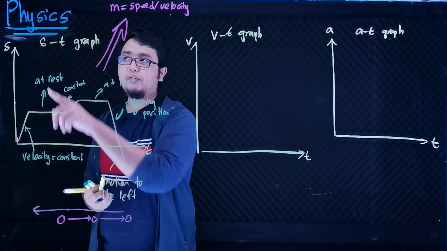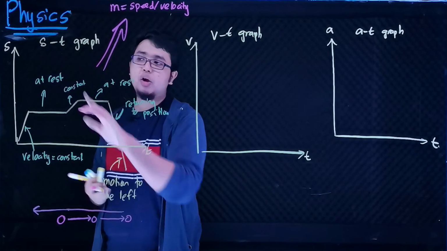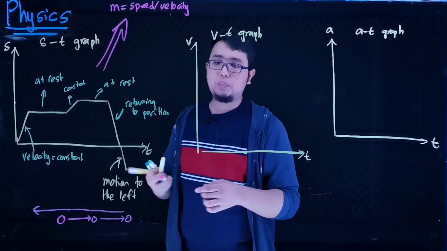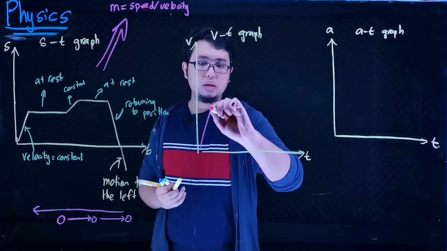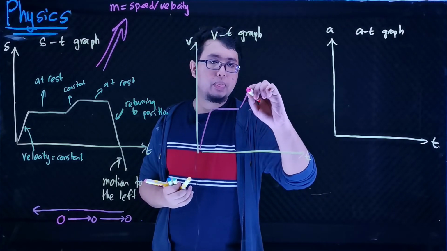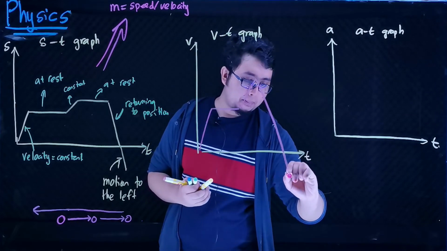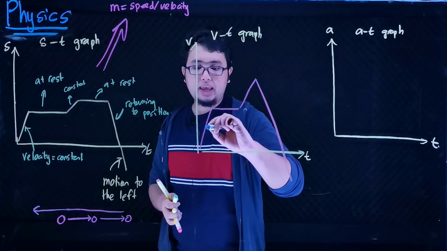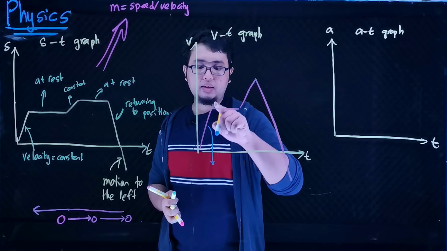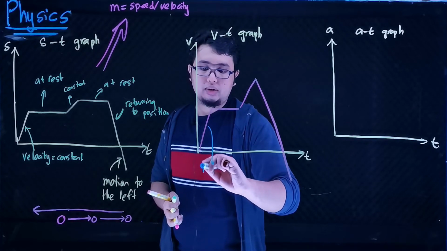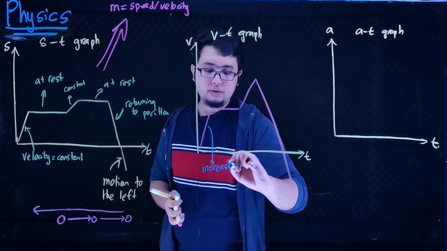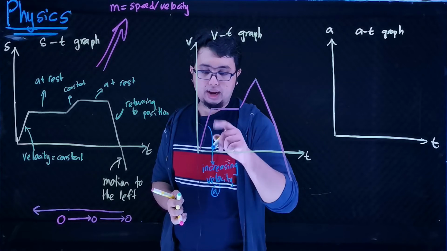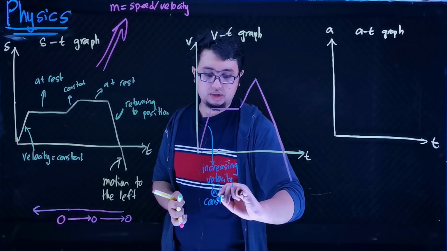Now, the area under the graph for a displacement time graph or distance time graph won't give you anything. But when we look at the velocity time graph or speed time graph, here we have several things. So the first thing, this is what we call increasing velocity, or we can say that this is a constant acceleration.